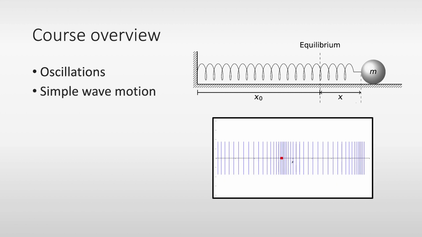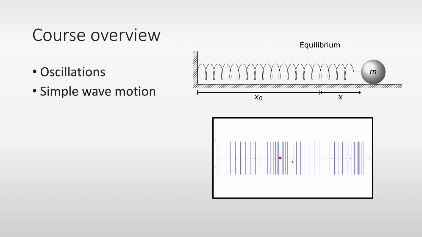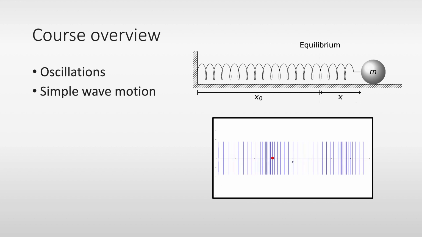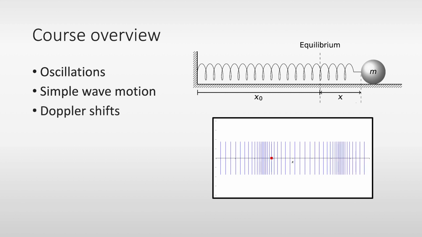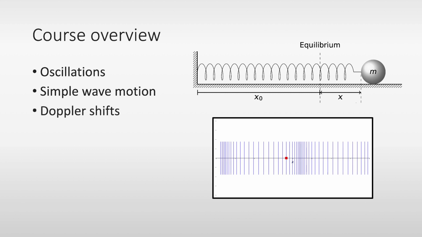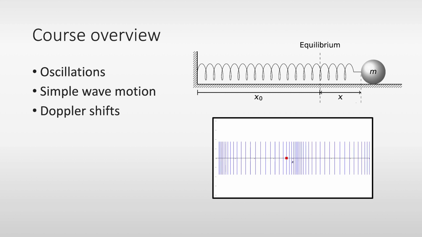We'll then move on to simple wave motion. So how harmonic waves behave, how they reflect. We'll consider how waves superpose with each other and form standing waves. We'll then look at Doppler shifts, what happens to what is observed about the frequency of a wave as there's relative motion between the source and the observer.